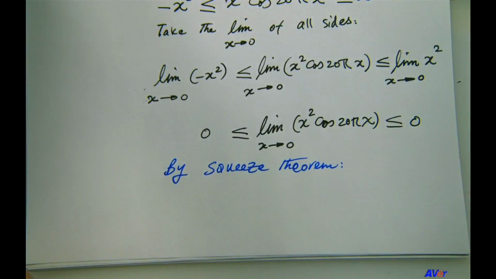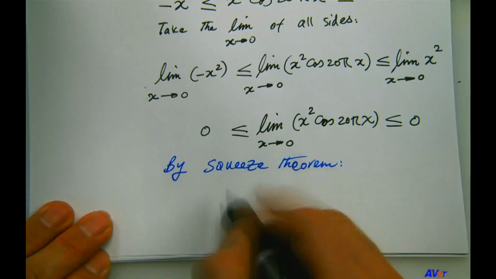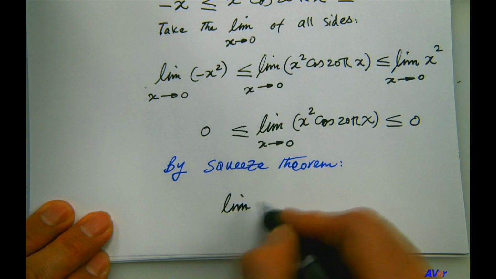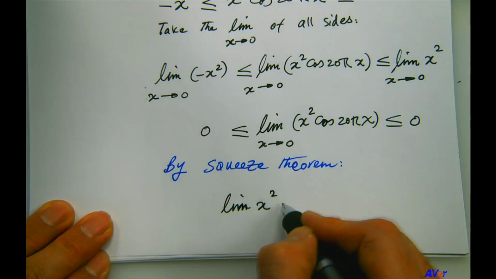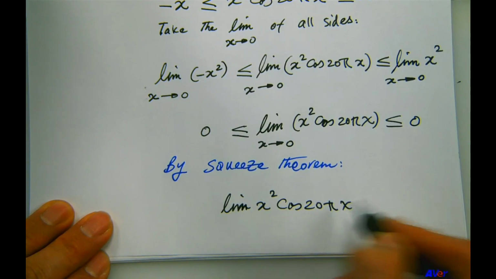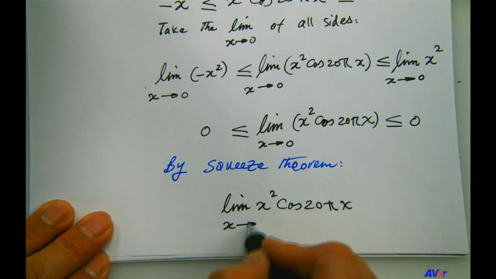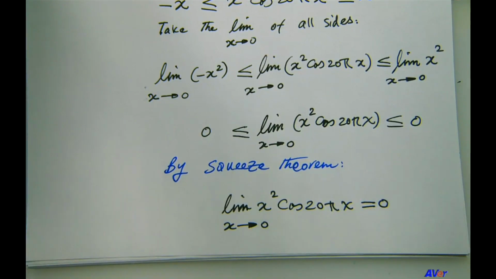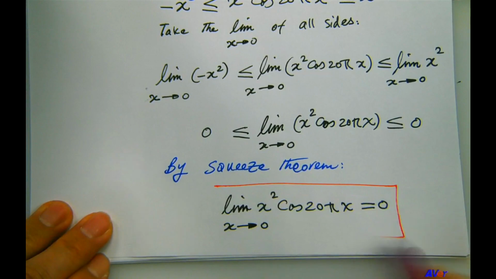And so we can say that the limit of x squared cosine of 20 pi x as x approaches 0 is equal to 0 as well. Okay, so that is that.